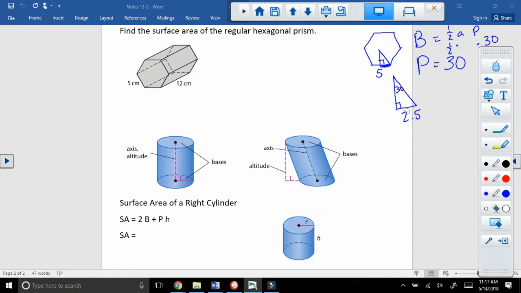This is a 30-degree angle. So if you know that ratio, 1 to square root of 3, you could use that. If you don't know that ratio, you could use tangent. Tangent of 30 equals 2.5 over x. I like the ratio. I know that that's 2.5 times the square root of 3. If you get that as a decimal, it's about 4.3301. So that's the apothem.